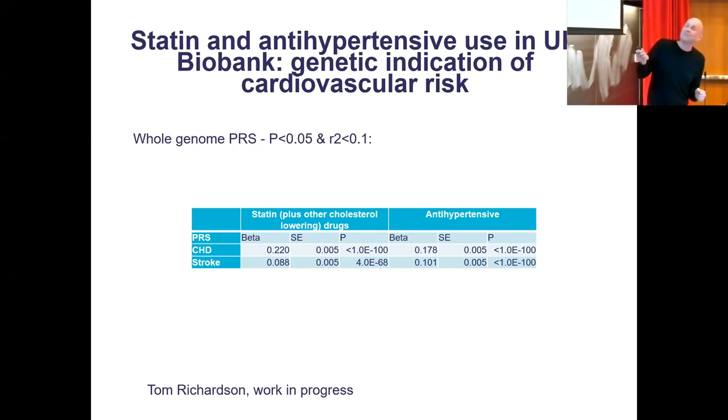The reverse is true for stroke. Now, we know that antihypertensives will be given, particularly to people with very high blood pressure who are at high risk of stroke. And indeed, that's what you see, because doctors would be slightly more concerned in that sort of situation. But of course, if you combine those two into overall cardiovascular risk, it's the same. And you actually see that with phenotypic distributions as well.